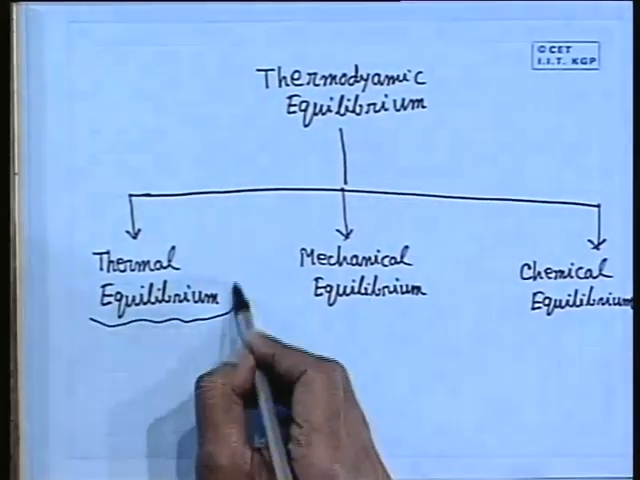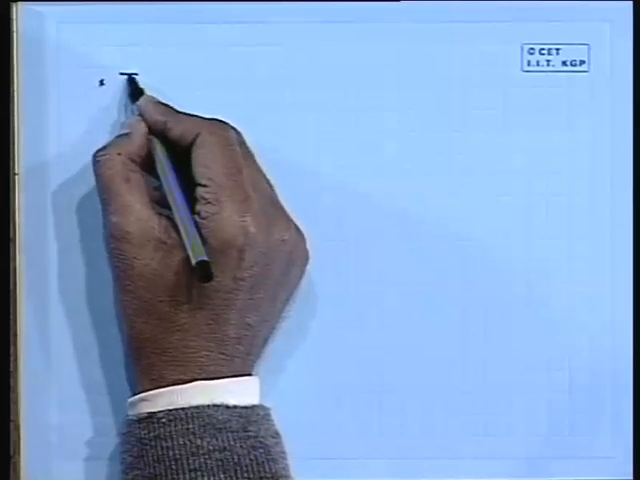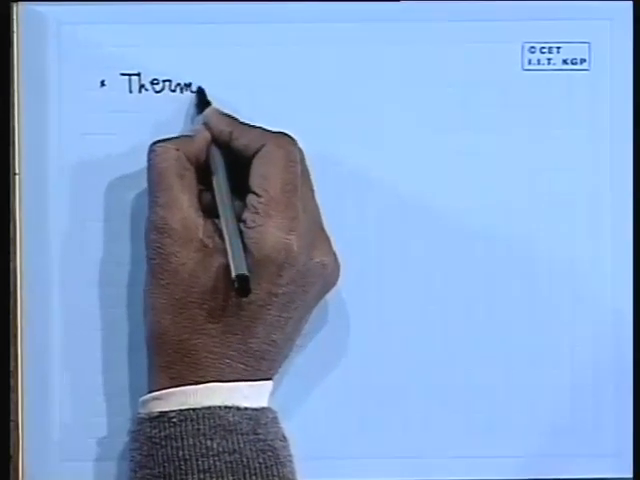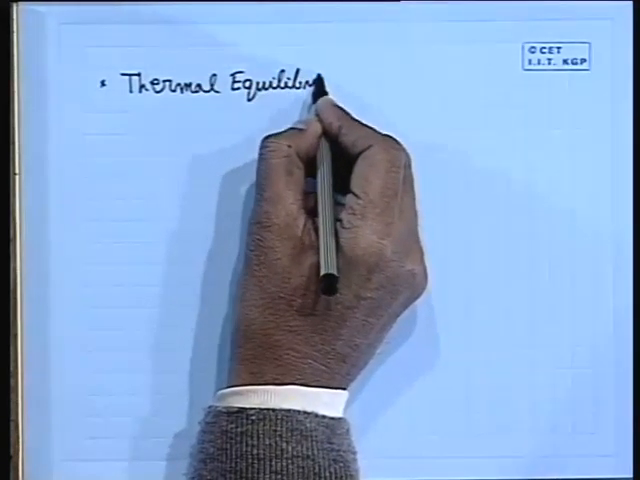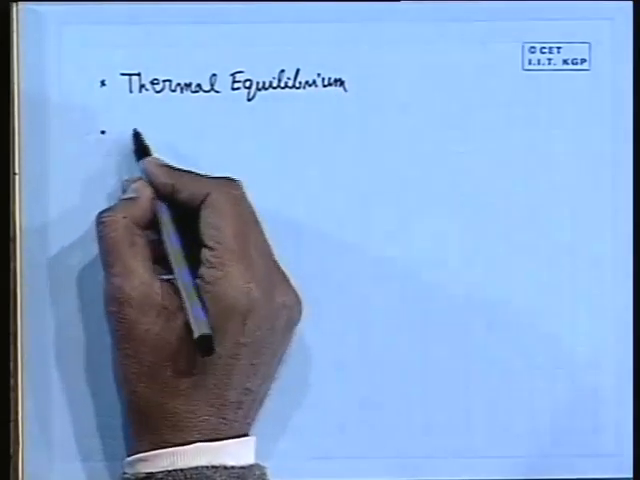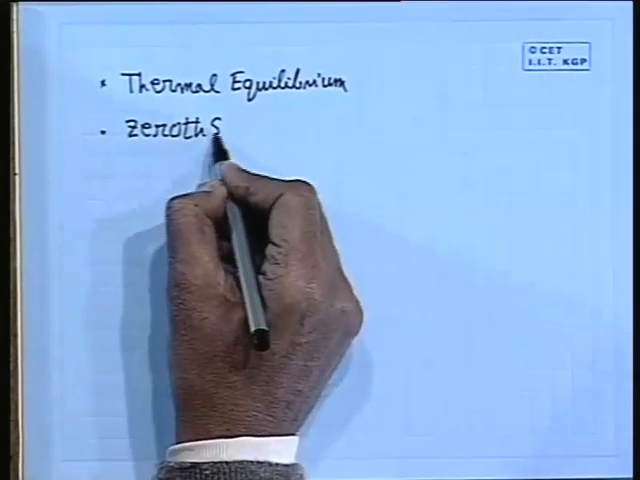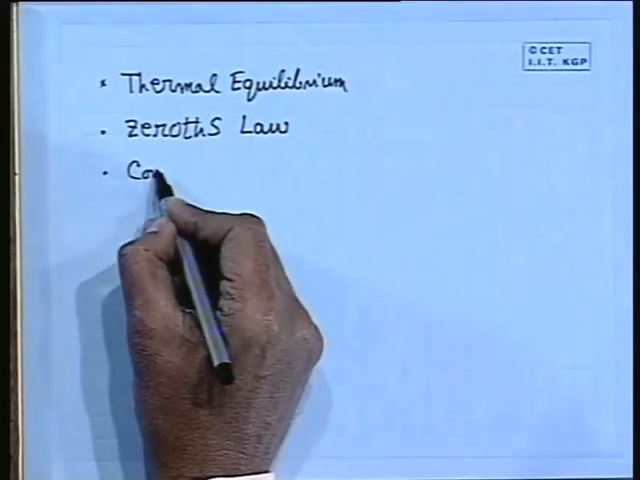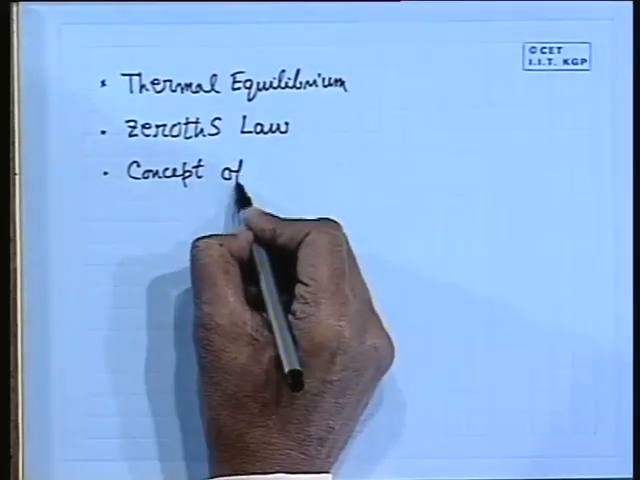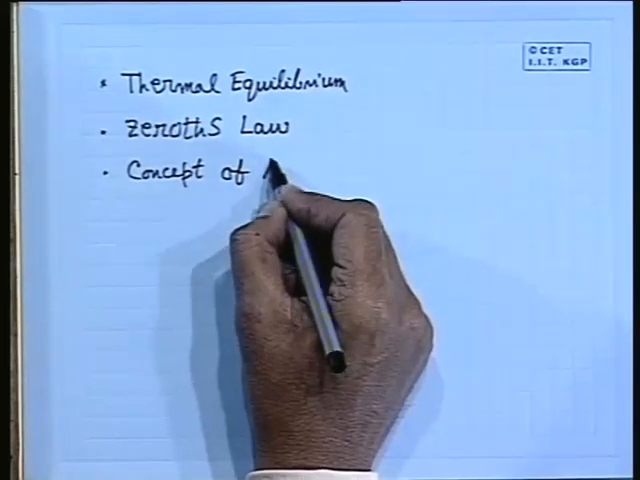Let us first discuss thermal equilibrium. Regarding thermal equilibrium, there are three issues which come into the picture. One is thermal equilibrium itself. What is thermal equilibrium? In this context, one very important law of classical thermodynamics is the Zeroth law. Then the concept of temperature. It is thermal equilibrium and the Zeroth law which define temperature.